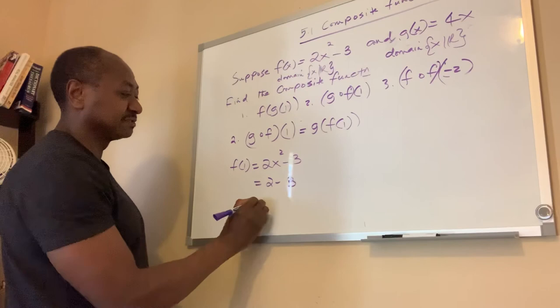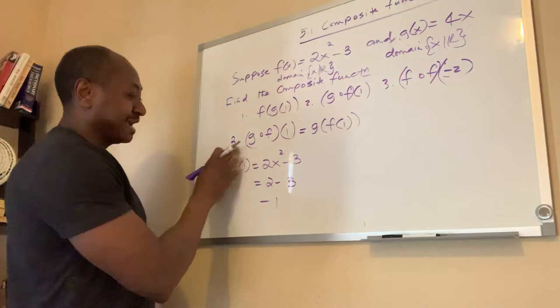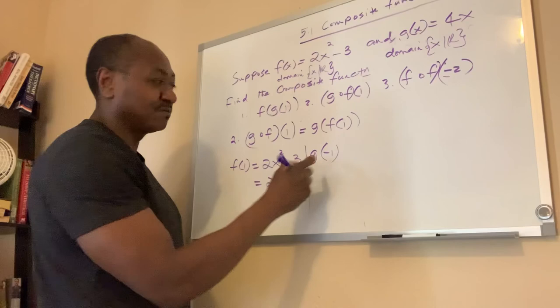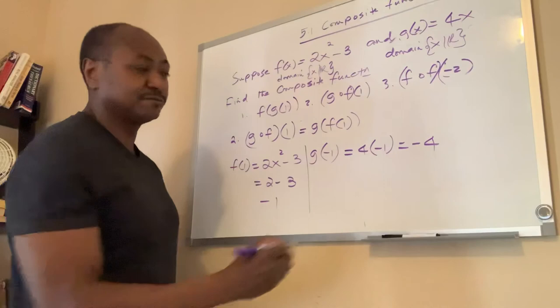So we go back, and now since we know that f of 1 is negative 1, we will now evaluate g of negative 1. So anywhere in the function g, we see x, we replace it with negative 1. So that becomes 4 times negative 1. This becomes negative 4. Okay. So that's how you find composite functions.